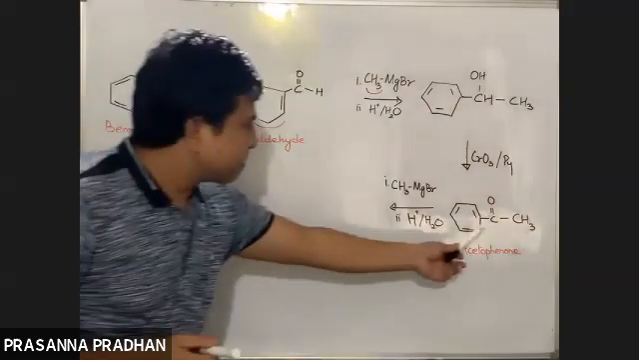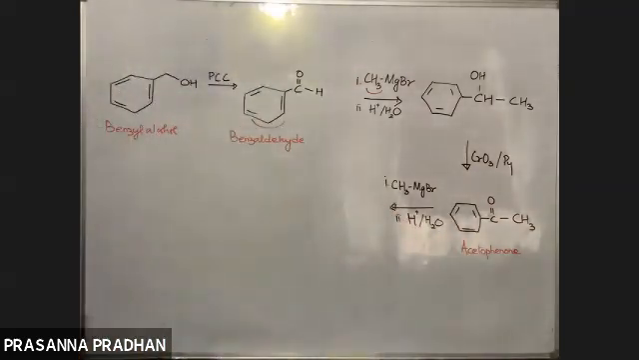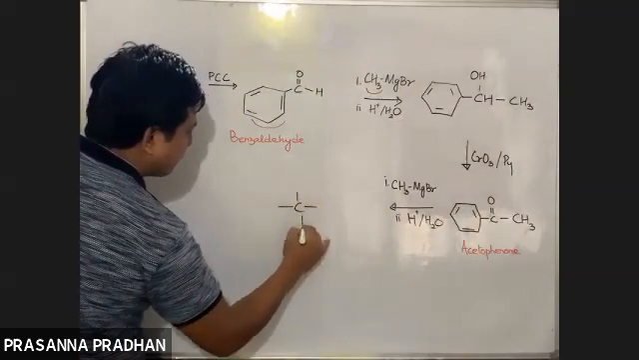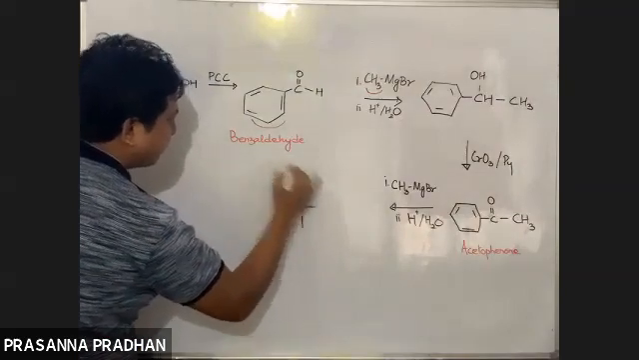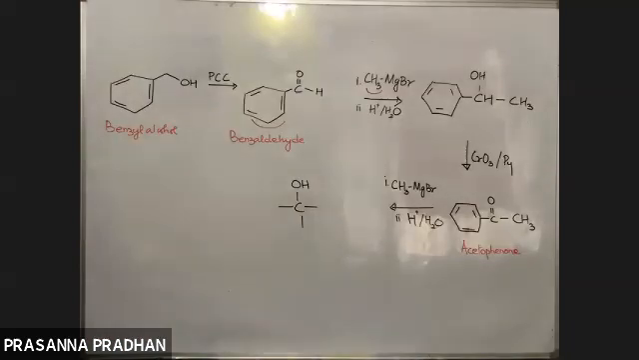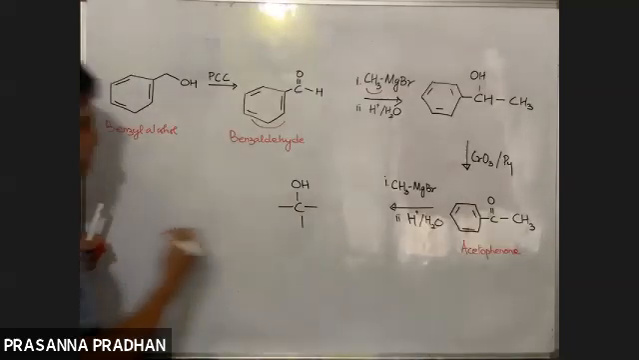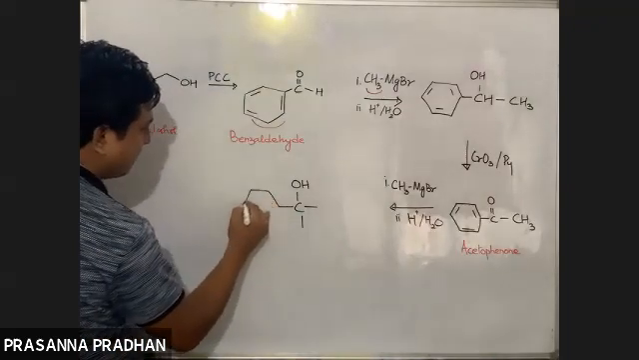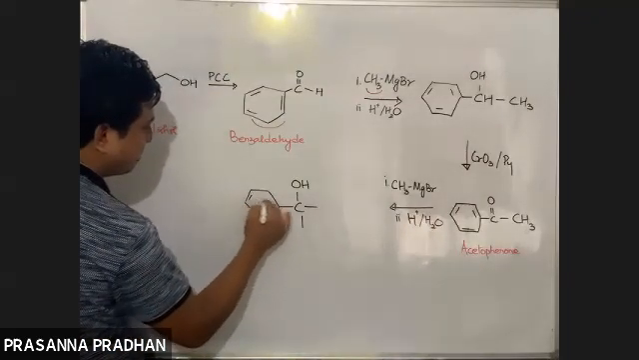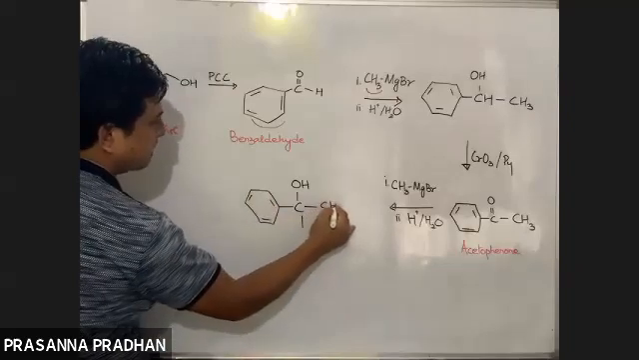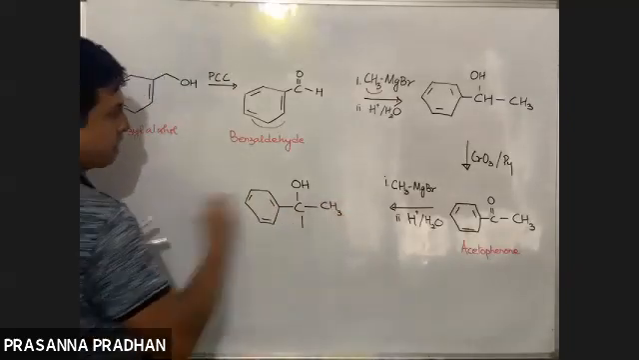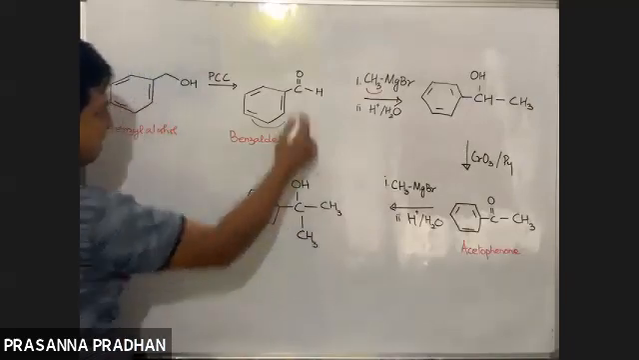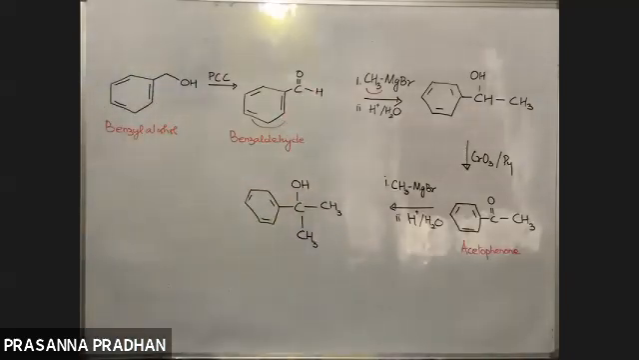It's a ketone. So ketone with Grignard reagent, again what do we get? We get a tertiary alcohol, a 3 degree alcohol, like this. What are the 2 R groups coming from the ketone? We have a phenyl group, 1 R group from the ketone. The other R group from the ketone is CH3. And what is the R group from the Grignard reagent? CH3. So this is the final product.